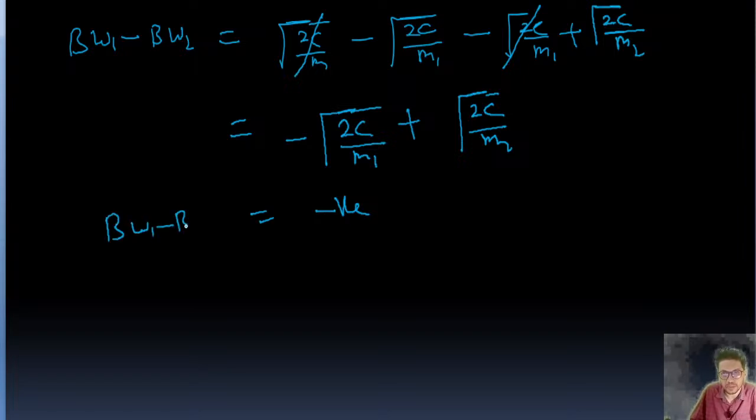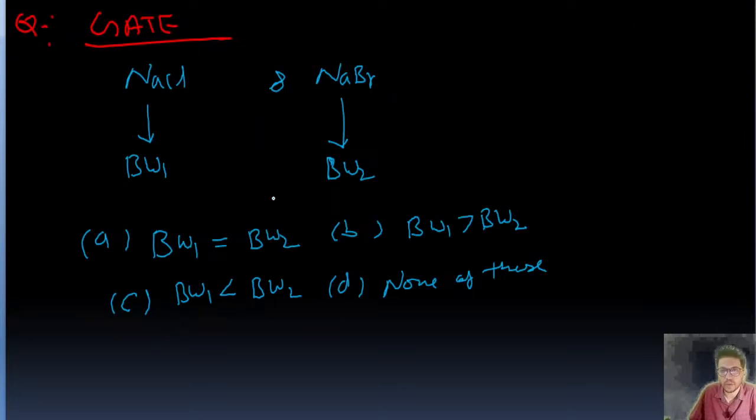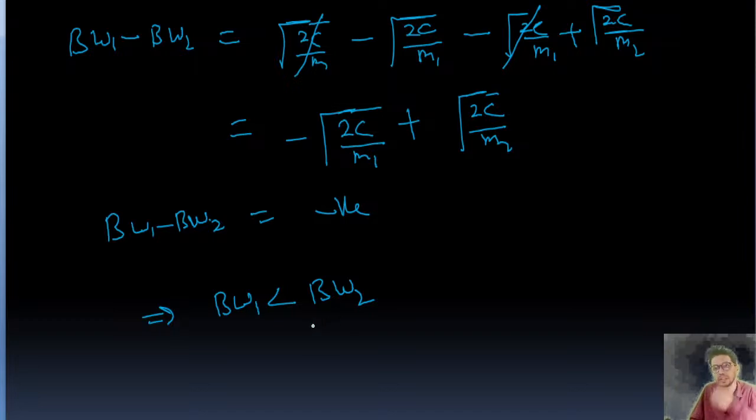meaning bw1 minus bw2 is negative. So if we subtract bw2 from bw1, this is giving a negative value. This means clearly bw1 is less than bw2. So which option is matching, guys? Let's see. Option C is matching: bw1 is less than bw2. This is how we find out the bandwidth of these different atoms. Very important formula.